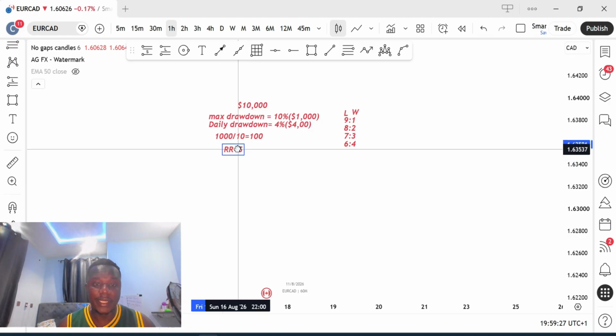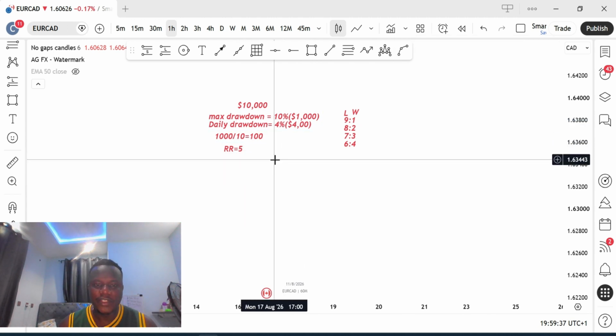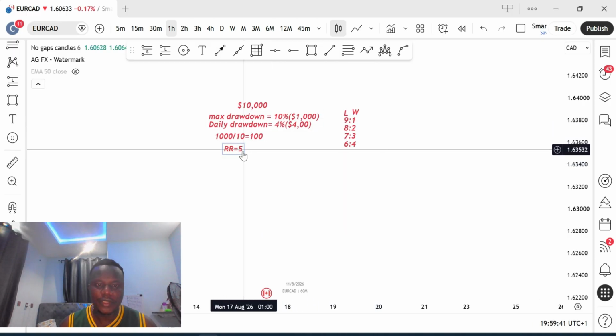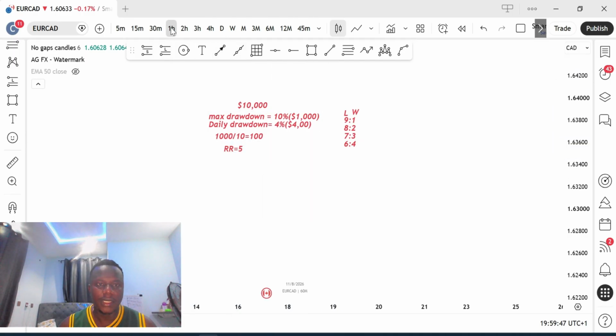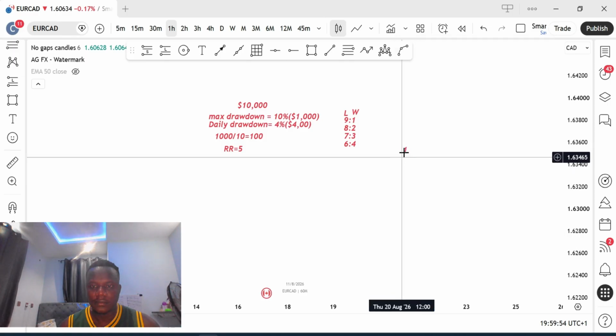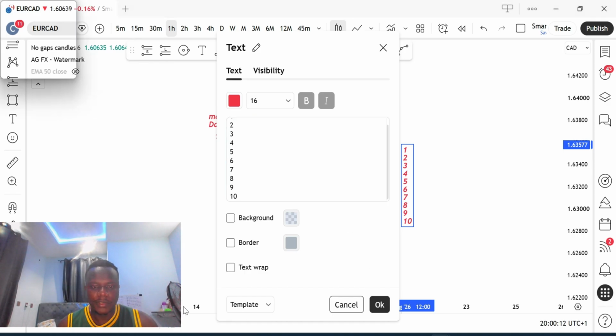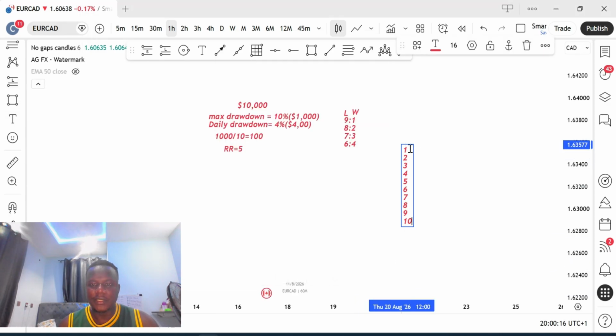So we are going to use 5 RR as a case study, so that we know how we are going to be profitable in trading generally. Now let's say we take our first trade and hit a loss. Mind you, we are risking $100. Let's say we take our trades, number 1 through number 10. So all this represents the trades we are going to take.